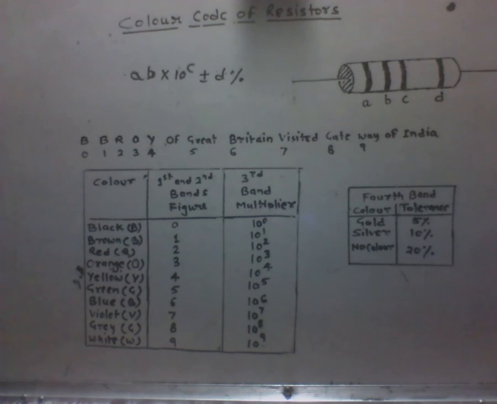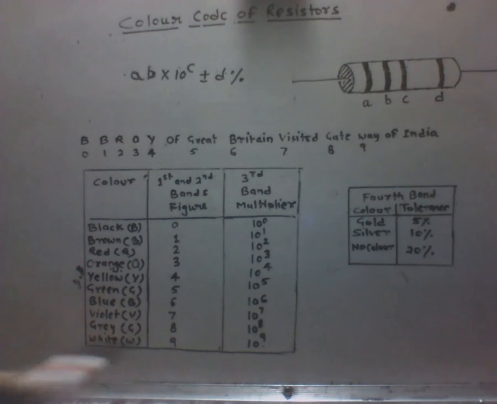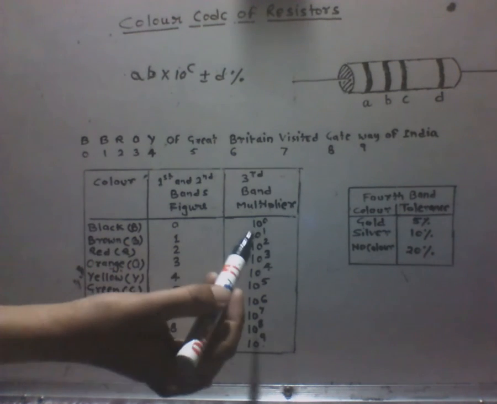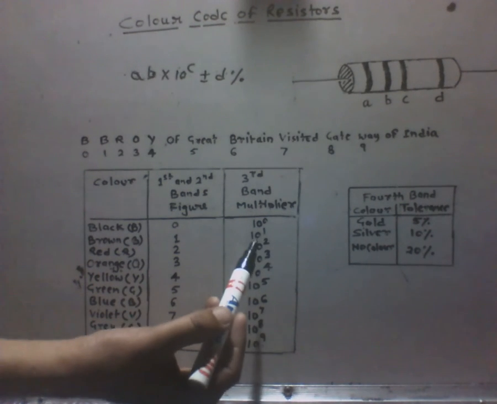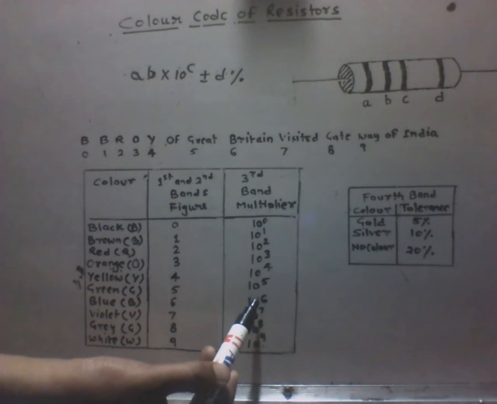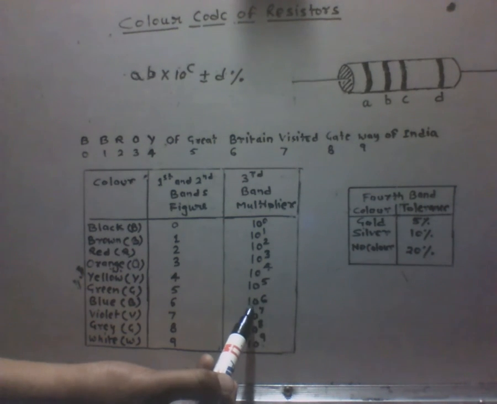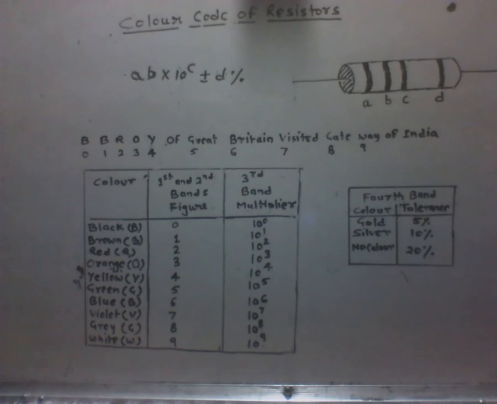These colors for the first two bands A and B correspond to the figures 0, 1, 2, 3, 4, 5, 6, 7, 8 and 9 respectively. While for the third band C, they correspond to the multipliers 10 to the power 0, 10 to the power 1, 10 to the power 2, 10 to the power 3, 10 to the power 4, 10 to the power 5, 10 to the power 6, 10 to the power 7, 10 to the power 8 and 10 to the power 9 respectively.